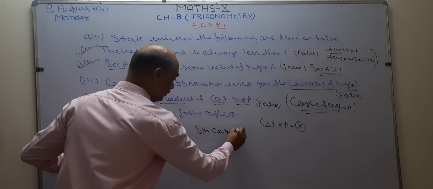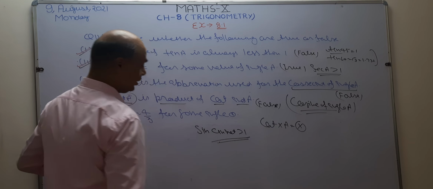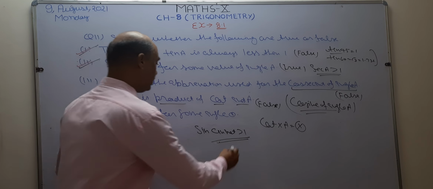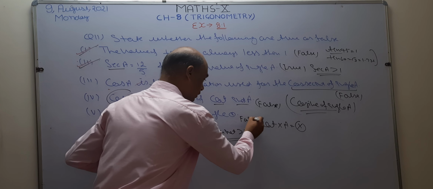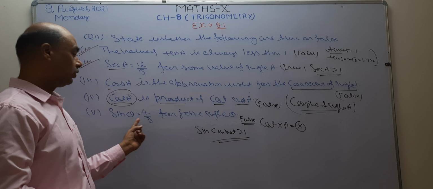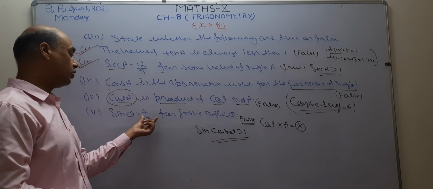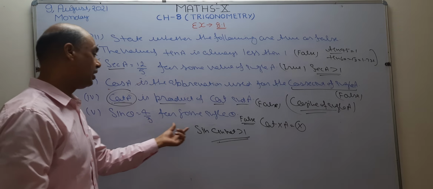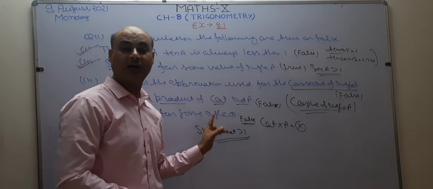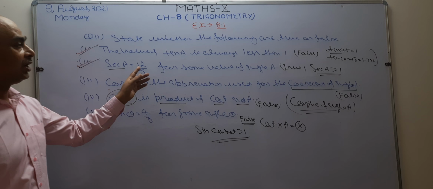cannot be greater than 1. The value of sin cannot be greater than 1. So this one is going to be false. The value of sin theta lies between 0 and 1, not more than 1, but here the value is more than 1. So this is the reason I make it false, because the value of sin cannot be greater than 1. It lies between 0 and 1. I hope it is clear.